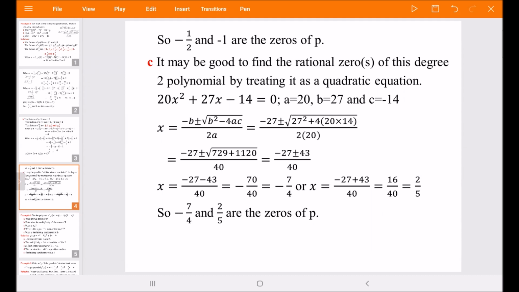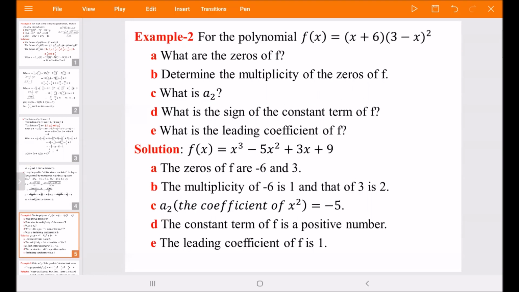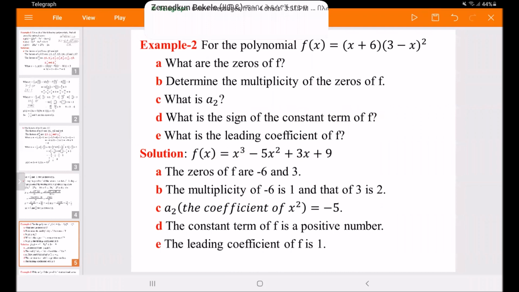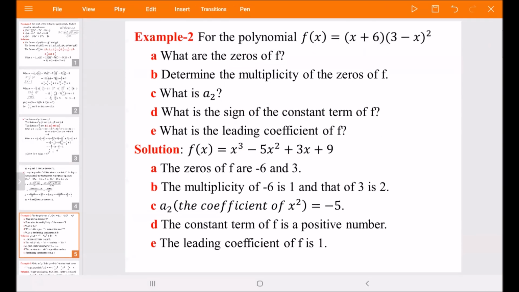The only rational numbers from among the list of factors of P over Q that make this polynomial equal to 0 are minus 7 over 4 and 2 over 5. So by using the rational root test theorem, we have determined all the rational zeros of this polynomial. If you have any question, you can forward it, or we can pass to the next example.